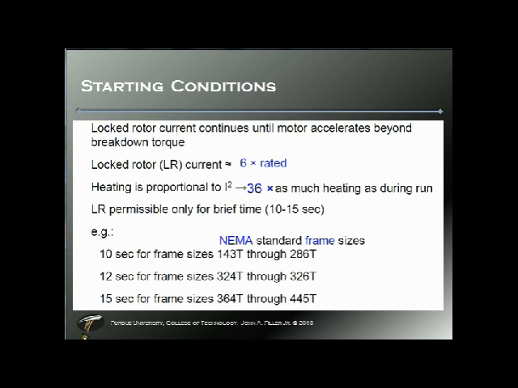If locked rotor current is approximately 6 times the rated current, well, that means that the heating is proportional to I squared. P equals I squared R, right? So the R doesn't change, the current changed, the power loss in heat, 36 times as much heating during locked rotor, which is starting current. So to give you an idea of starting times for the size of the motors, why does the size matter? Well, the size determines the amount of steel there to deal with the heat. It's a big heat sink.